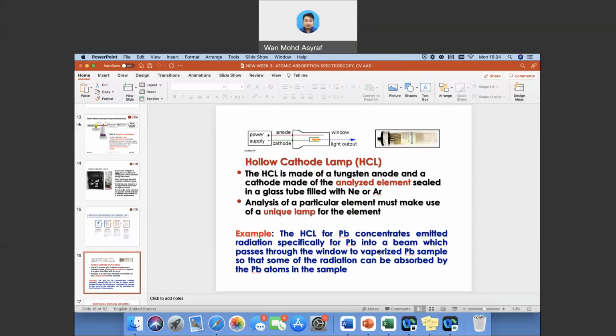So you would imagine that your lamp produces a wavelength particular to copper. Okay? And then that particular wavelength would go into the flame, where your sample has been nebulized and atomized. So only copper inside your sample would be excited by this wavelength from the lamp. All other elements will not be excited, because the wavelength is very particular towards copper.